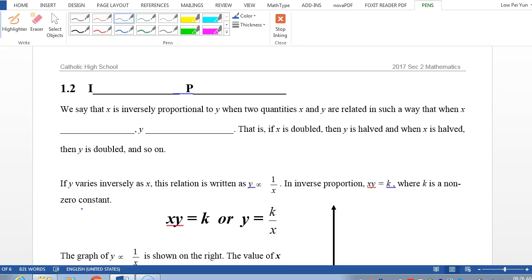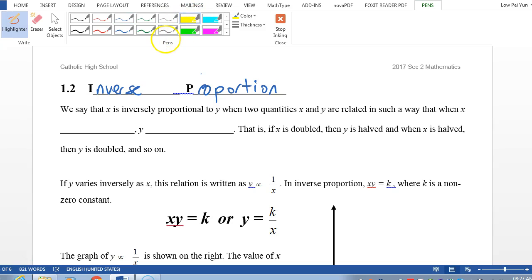This is Mrs. Liao recording the lesson on inverse proportion. I'm on page 4 of your chapter 1 notes. So now let us look at inverse proportion. We have actually learned the lesson on direct proportion. So now let's take a look at inverse proportion.